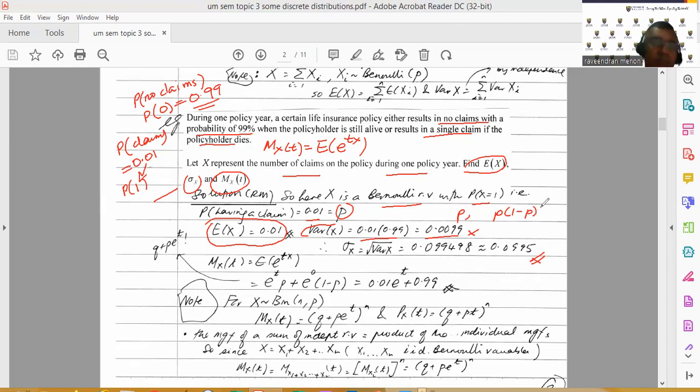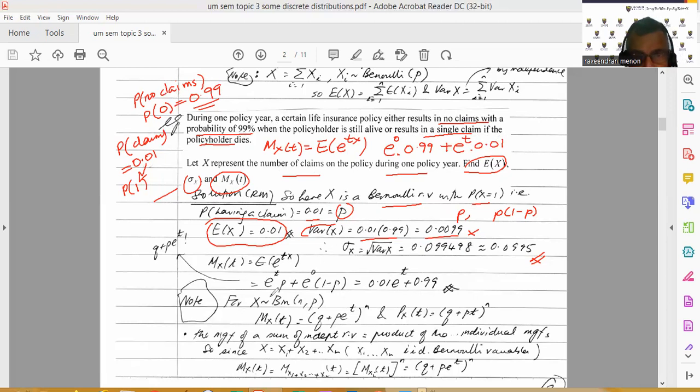Great. Now they want the moment generating function. That's by definition the expectation of e to the power of tX. And what's the good news? Remember, expectation involves a summation. So what are the values X can take? 0, so it will be e to the power of 0 times the probability X equals 0, which is 0.99, plus the other value X can take, 1, so it will be e to the power of t times the probability X equals 1, which is 0.01. That's the answer, really.